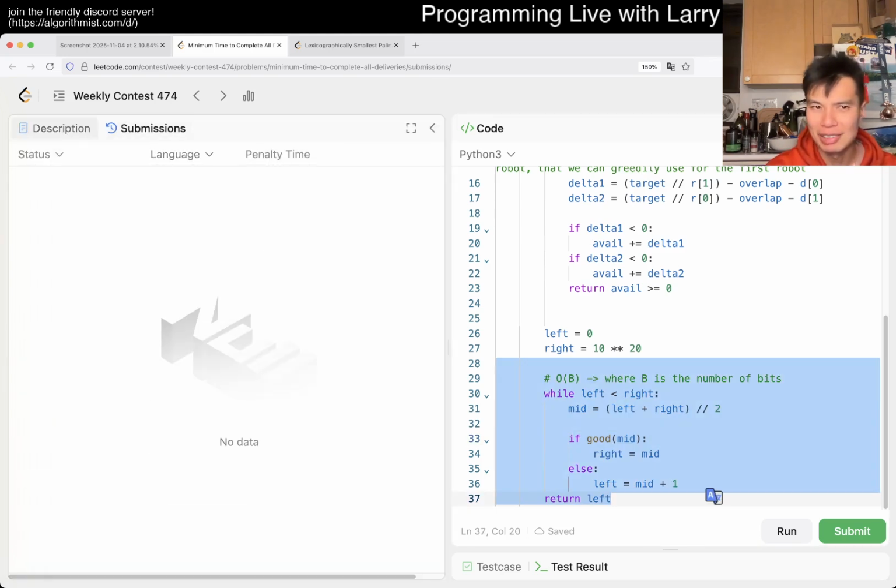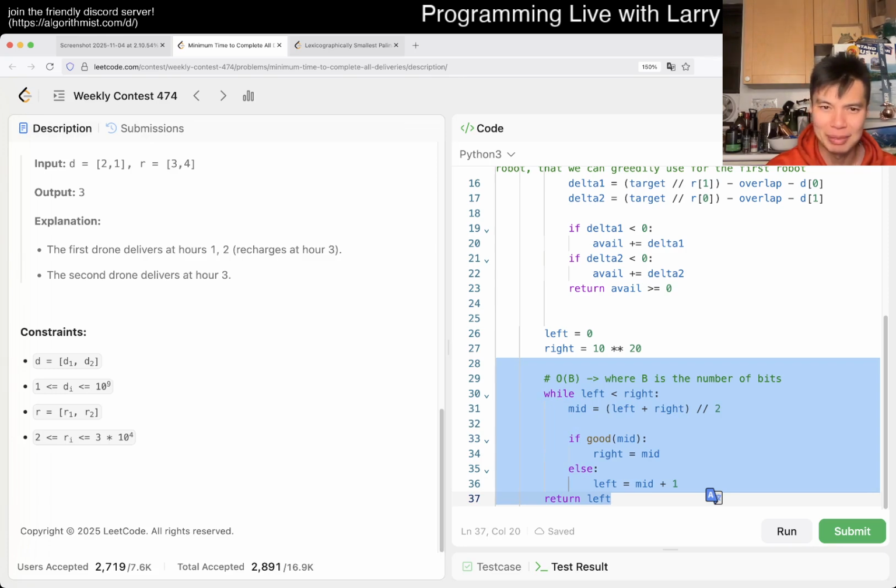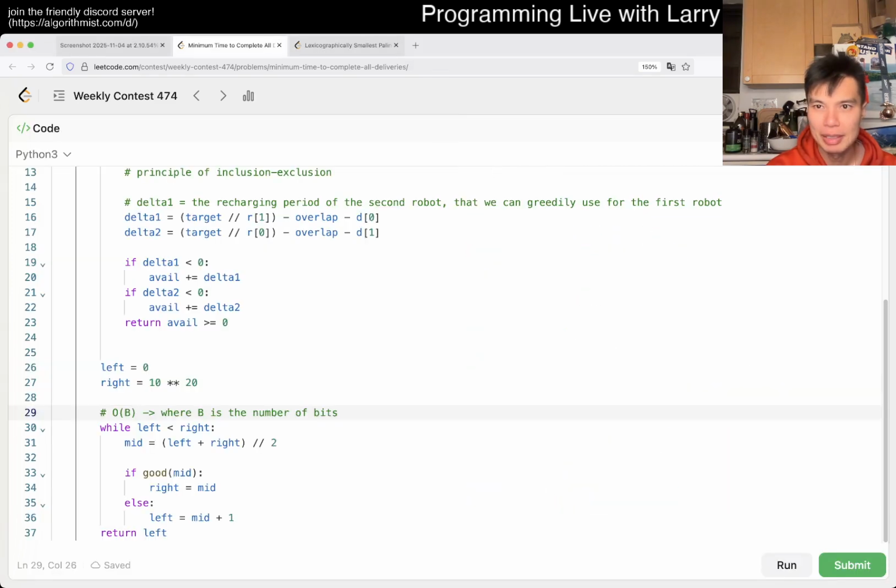Oh, Leetcode contest things, sometimes they don't show up. I don't know. But yeah, that's it. That's all I have for this one. Let me know what you think.